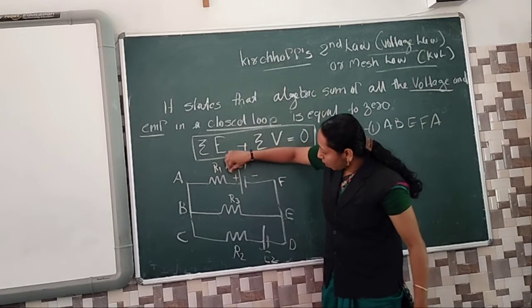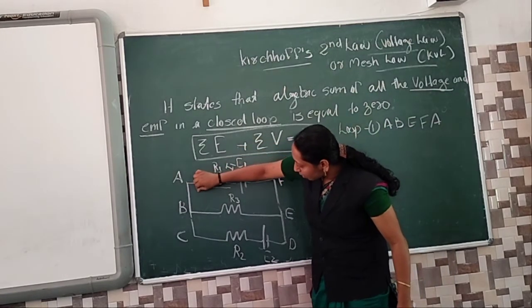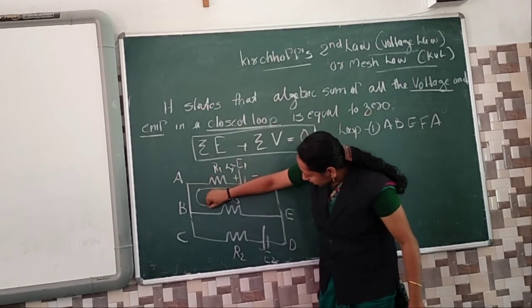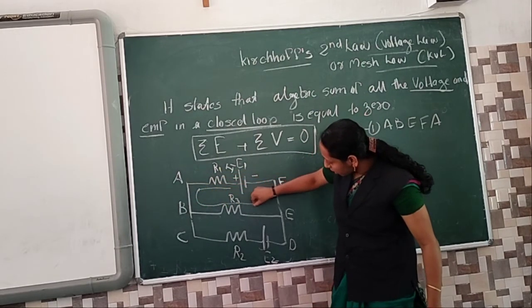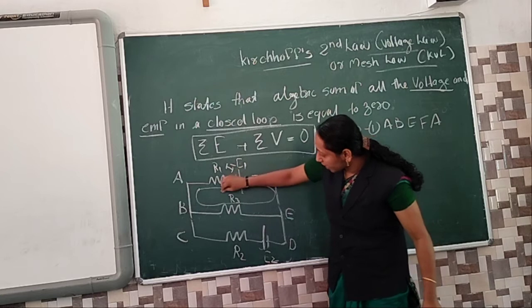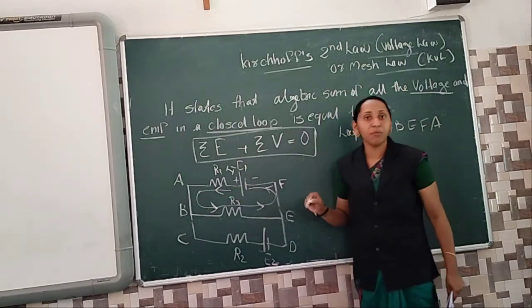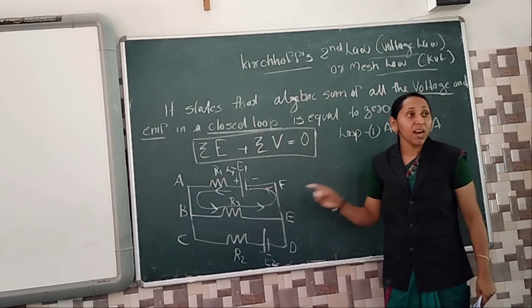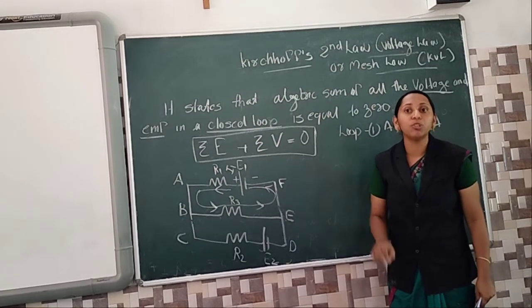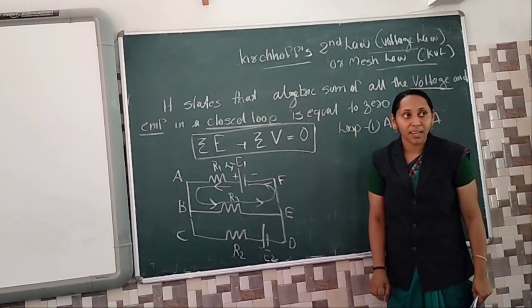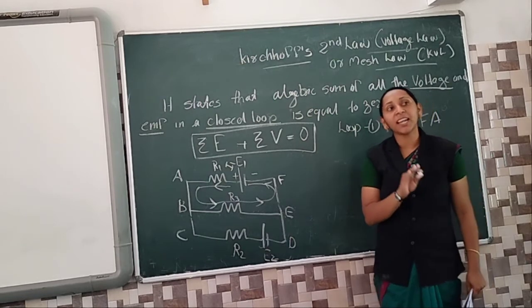So positive, the current comes, goes this way and comes back to this negative. Am I right? Yes, ma'am. Right? This is the current flow, positive to negative. Depending on this flow, you should write the symbol. Clear, everyone? Try to understand it well.